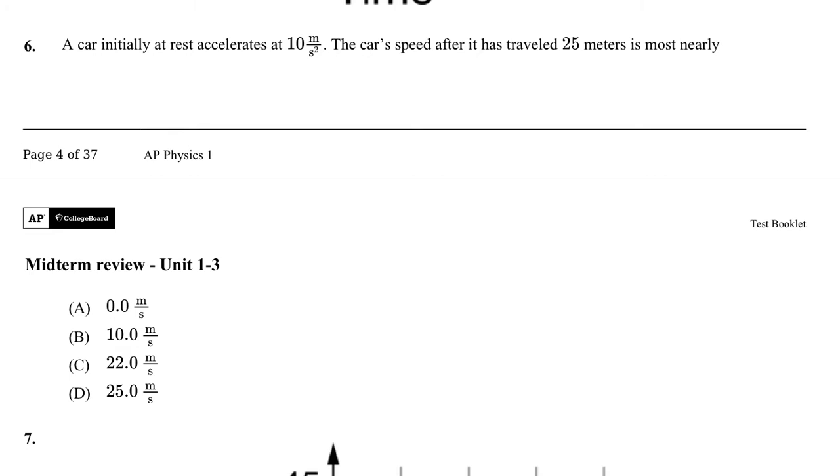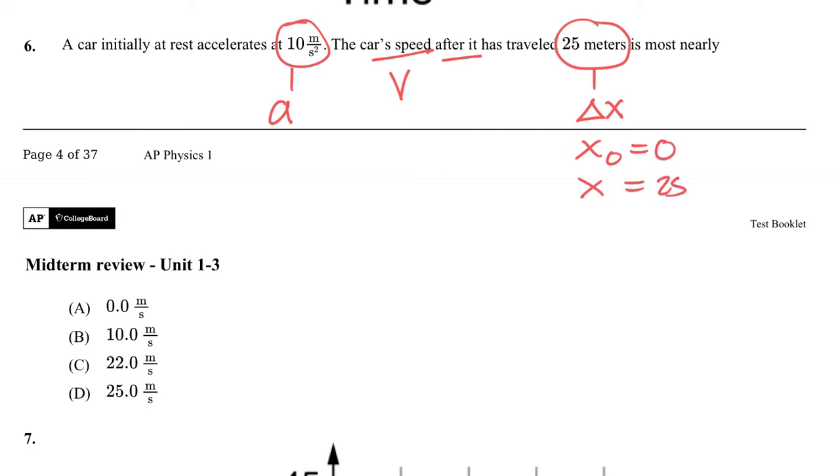A car initially at rest accelerates at 10 meters per second squared. The car's speed after it has traveled 25 meters is most nearly? So the car's speed, that's velocity, after it's traveled, so that is going to be our final velocity. 10 meters per second squared is acceleration. 25 meters is going to be our change in position. So we're going to assume that our initial position was 0 and our final position is 25. So 25 minus 0 is going to be our change in position.